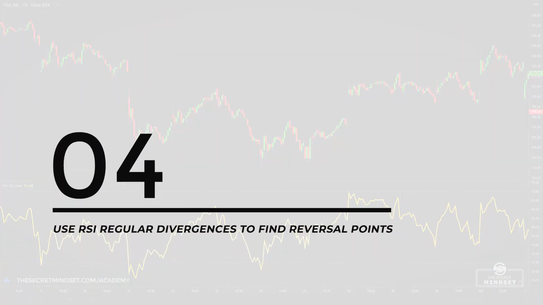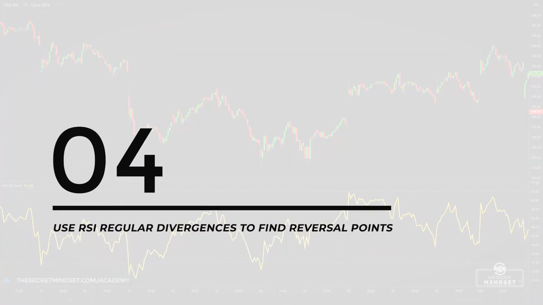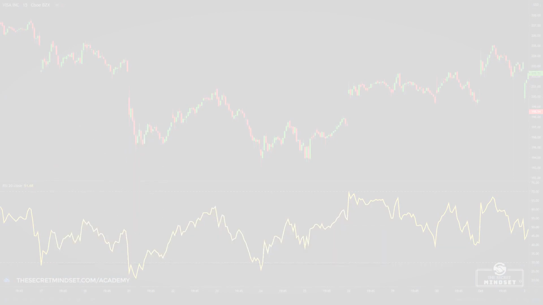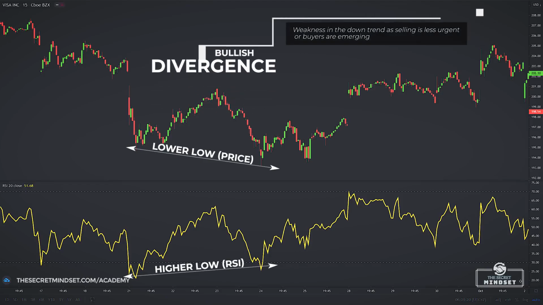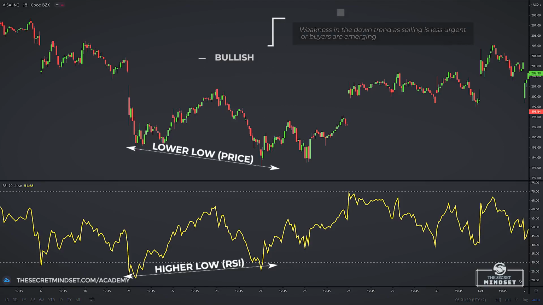Number 4. Use RSI regular divergences to find reversal points. RSI regular divergences can be either bullish or bearish. A bullish divergence occurs in a downtrend when the price action prints lower lows that are not confirmed by the RSI. This indicates a weakness in the downtrend, as selling is less urgent or buyers are emerging. When the RSI fails to confirm the lower lows on the price chart, it makes higher lows.